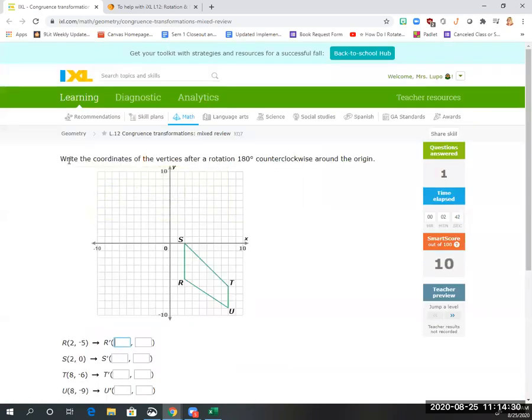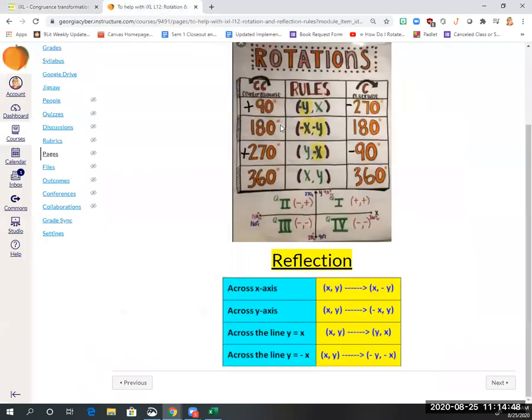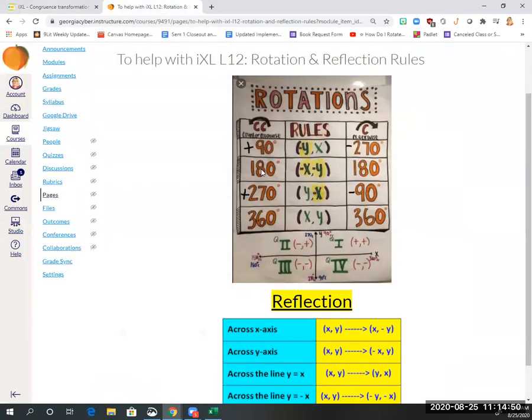Okay. Next question says, write the coordinates of the vertices after a rotation of 180. And obviously I know yours are going to be in a different order, but they're the same type problems. If you don't know how to do that, go back to that help thing that I have, rotating 180 degrees. Okay, so I rotate 180 degrees. I'm just going to take my x and y and make them both negative.